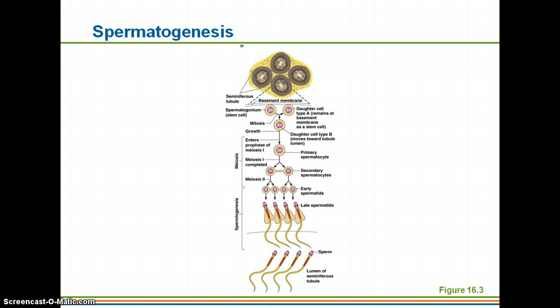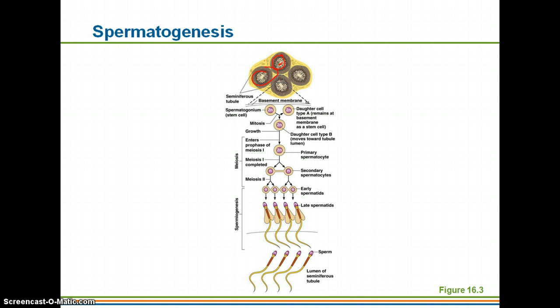This is looking at the whole process of what is occurring. This is a seminiferous tubule. Think of these as noodle-like tubes within the testes, but they are structured more like a blood vessel. They have an opening in the center, the lumen, which is the space, and these are the walls of the seminiferous tubules.